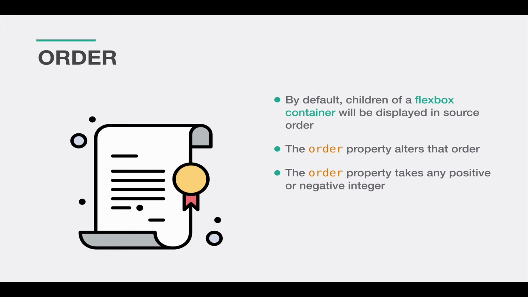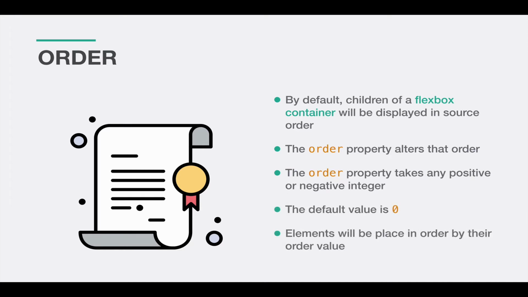The order property takes a positive or negative integer. So we can add a positive or negative integer, and the default is 0. And this is a very important one because I think some people mix this up the first time. The elements are placed in order by their order value. So when we say 1, we're not saying move up 1. We're saying your order value is 1, and if everyone else is 0, they come first. It's not about whether or not you move one up in your order. It's not adding to your order value. It's what is your order value.